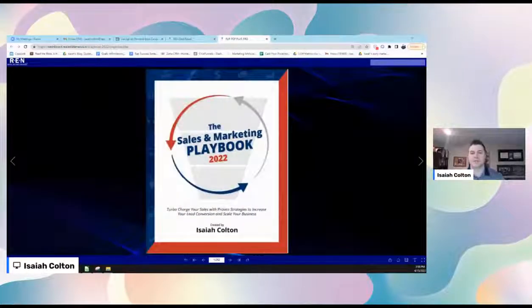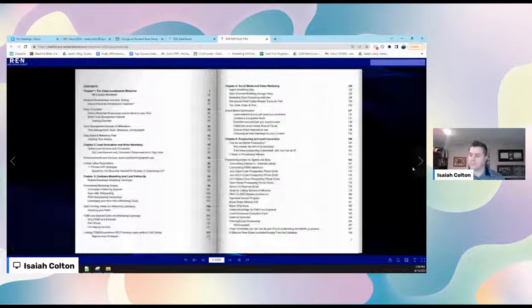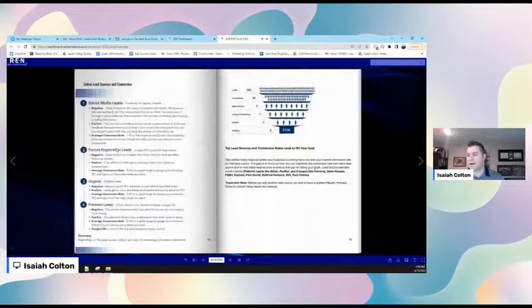If you are a Ren coaching consulting client or you're part of the Ren technology and marketing division, either one, we heavily focus on the sales and marketing playbook. And there's a whole section in here that breaks down lead generation sources and their conversion rates and how to calculate your goal. So really quickly, rule number one, you have to know what type of lead you're purchasing and what the average conversion rate is in the industry so you know what to expect.